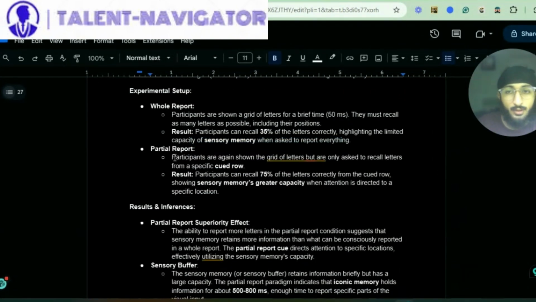Partial report: participants are again shown the grid of letters but are only asked to recall letters from a specific queued row. Result: participants can recall 75% of the letters correctly from the queued row, showing sensory memory's greater capacity when attention is directed to a specific location.